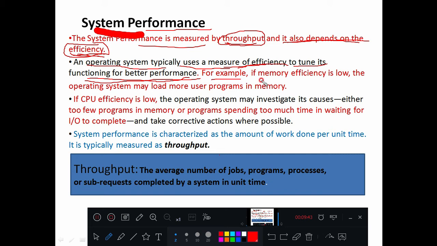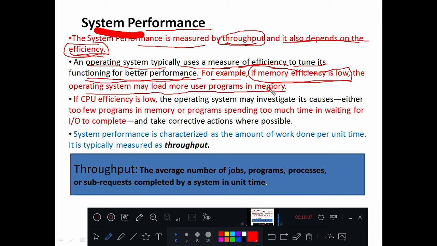For example, if memory efficiency is low, the operating system may load more user programs in memory. What do you mean by memory efficiency is low? If the entire memory is not utilized properly. Let us say 1 MB of memory is available, and if you are not using the entire 1 MB of memory to store your data or a program, then I can say memory efficiency is low.